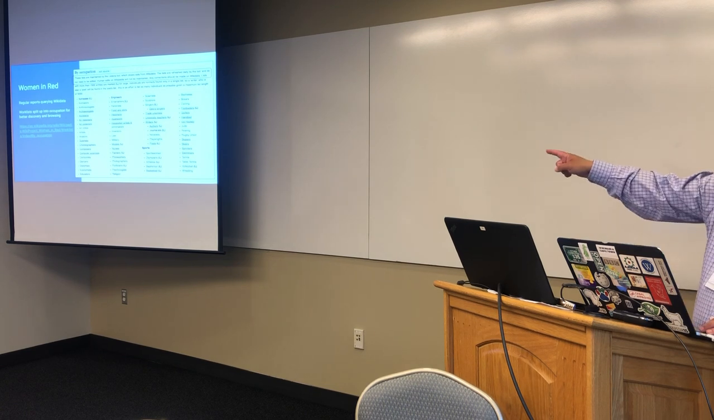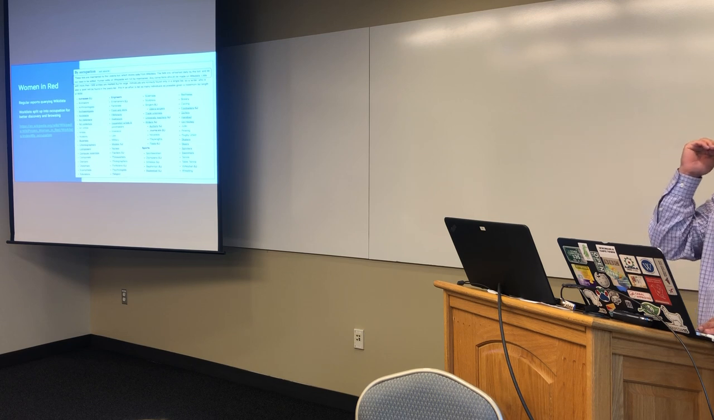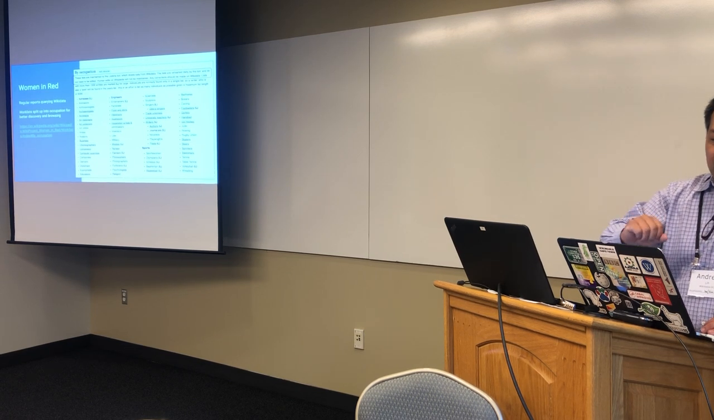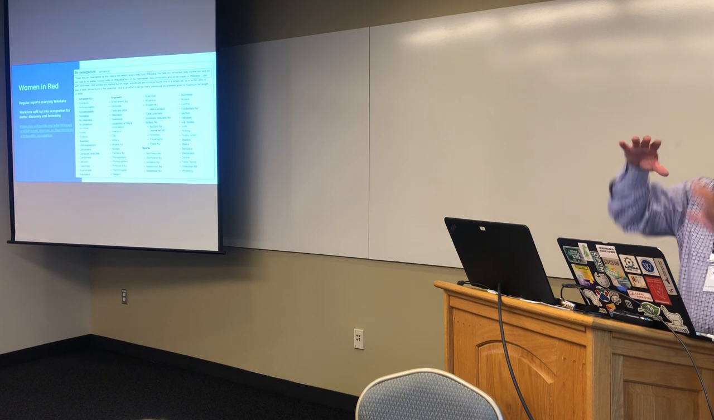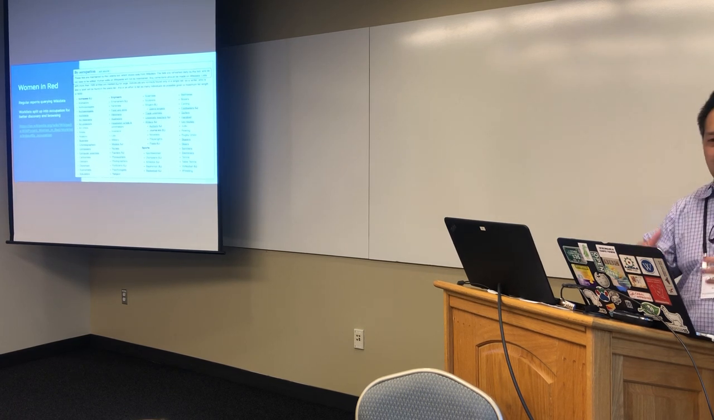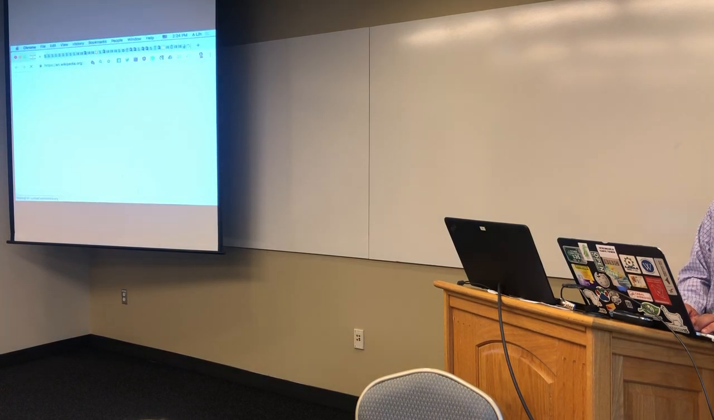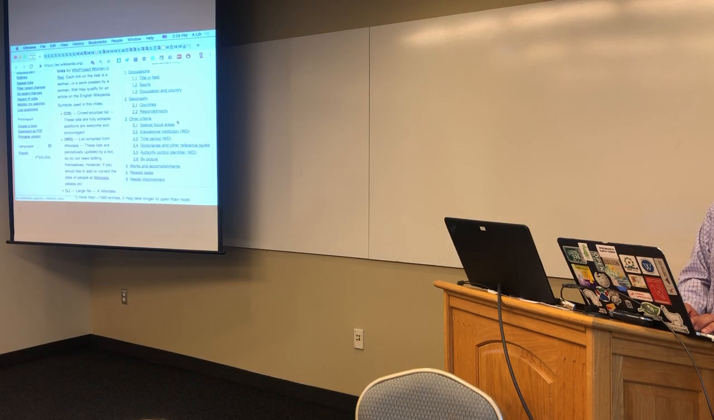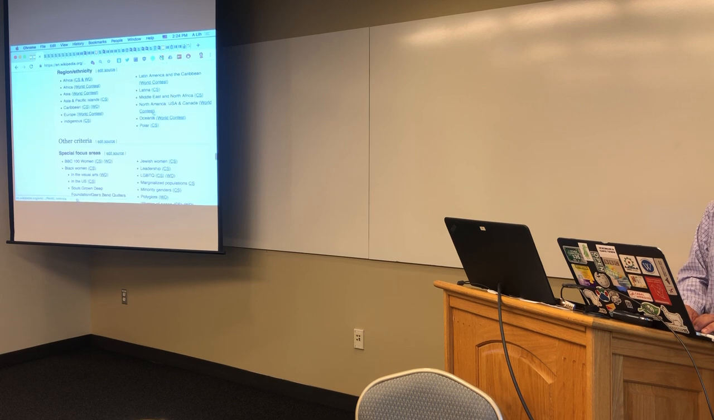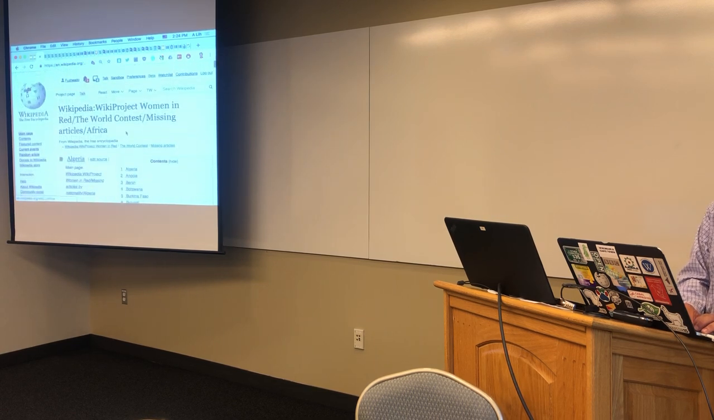And this is a great example of how they're making multiple work lists here, saying, here are women that need to be written about by occupation, by birth year, by region. They give you every different way of looking at the set of women that should be written about. So Women in Red is really good about this. I'll show you the live page here. You can browse it by any number of these different types of criteria.